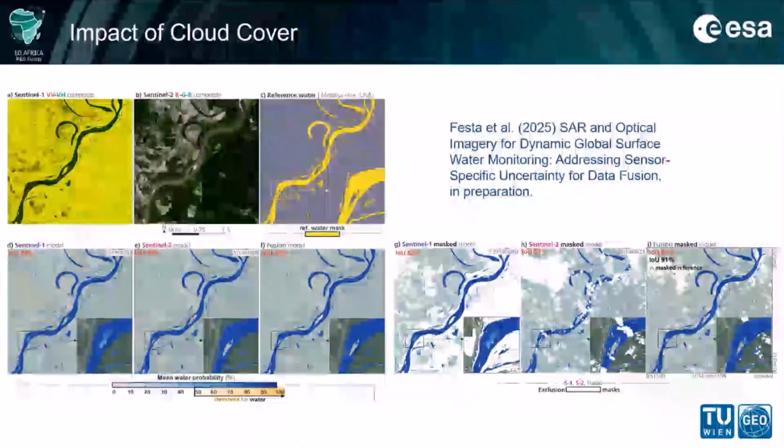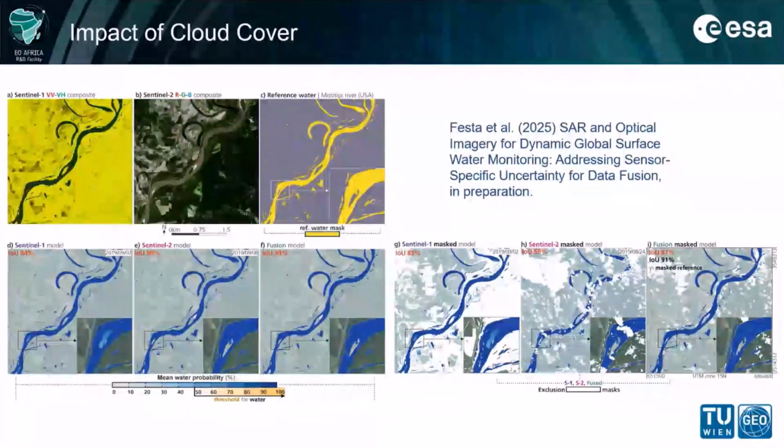But it's very clear that if I would take another date from Sentinel-2 that is affected by clouds, it has an overall impact on the completeness of the water masking. It also has an impact on the accuracy of the water masking. So in this case, the accuracy achieved with Sentinel-2 is much lower, with an intersection over union of 59. But if I combine them, again, I get very good results.